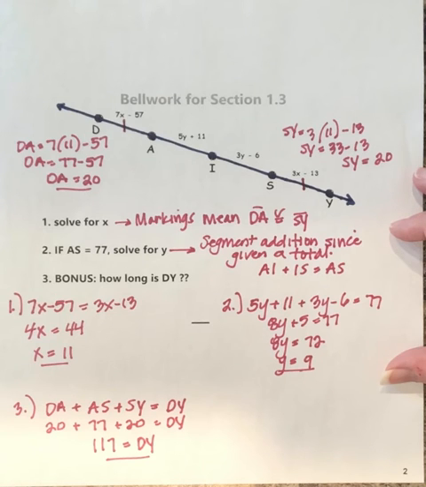So to sum up, just look at the information that you're given. If you're given a total, you're probably using the segment addition postulate because no matter what, you know that little piece plus little piece equals big piece. If you are given midpoint or bisector, you are going to set two expressions equal to each other because those two words, midpoint and bisector, indicate two equal pieces.